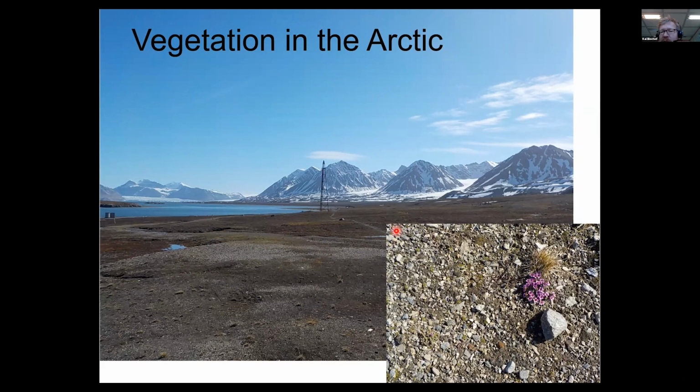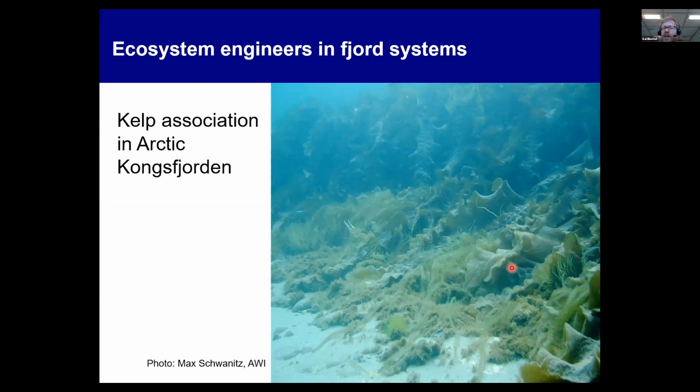You have to look closely, then you will observe very nice, beautiful flowering plants, but of course, very sparse vegetation. And this is completely different if you would put your head underwater. Maybe this is just a couple of 100 meters away from this terrestrial side I've shown you in the previous slide. Then you would see underwater, connected to the coast, these huge kelp forests. This is a kelp association in Arctic Kongsfjorden, large brown algae. This is how it looks at Kongsfjorden underneath the water surface.